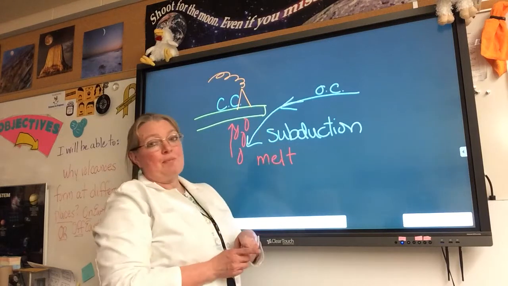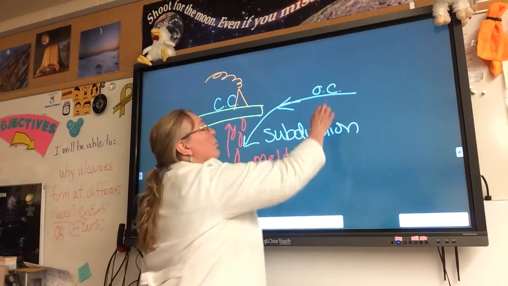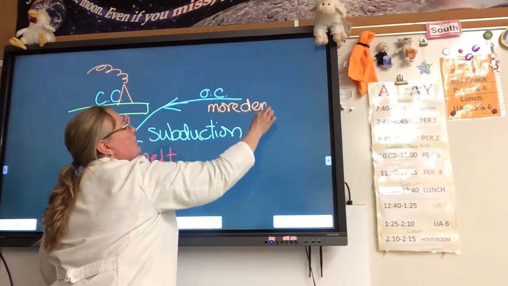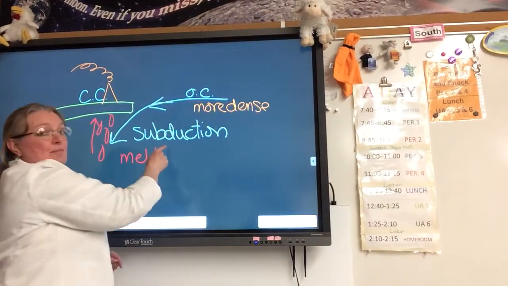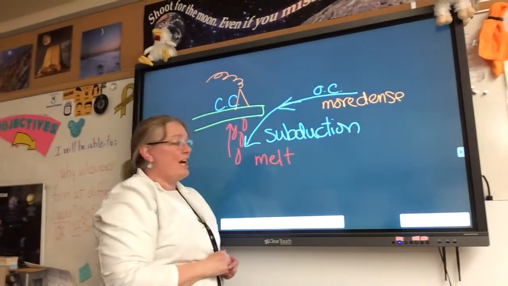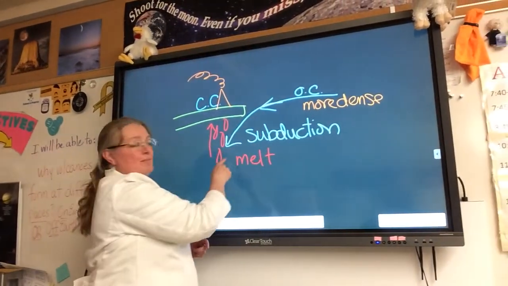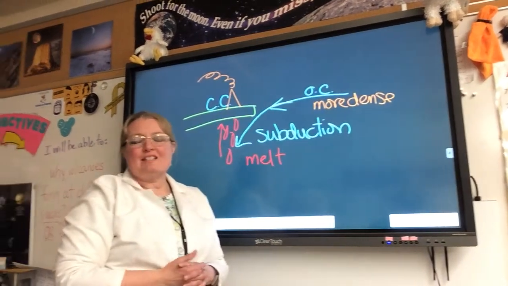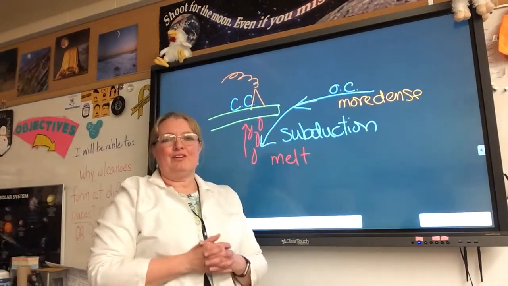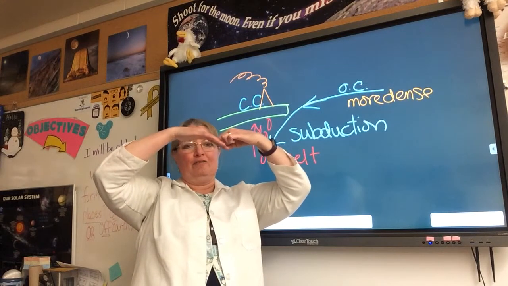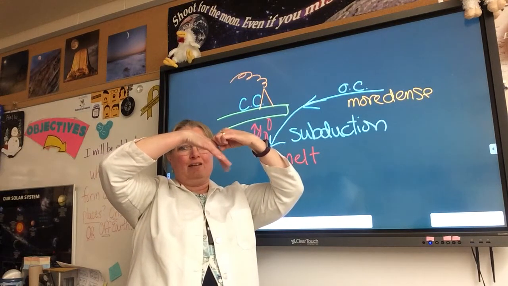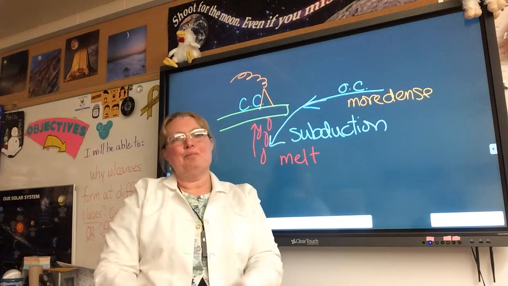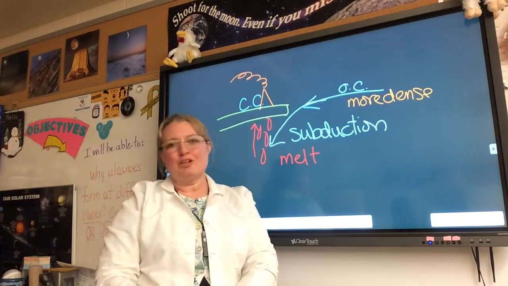So just remember, oceanic crust, more dense. It's going to want to subduct or sink down. It moves to the mantle, melts, makes magma, and rises to make a volcano. With your hands, subduction, melting, and magma makes volcanoes. Hope you have fun learning about convergent plate boundaries.